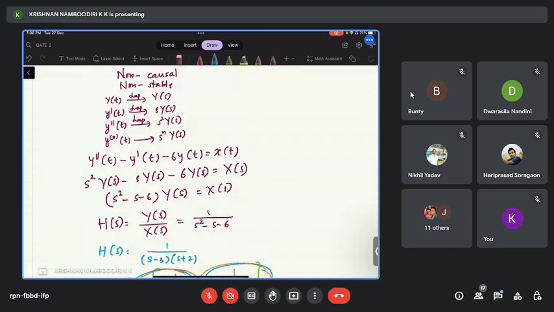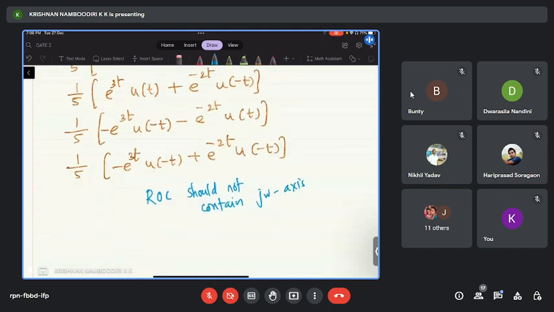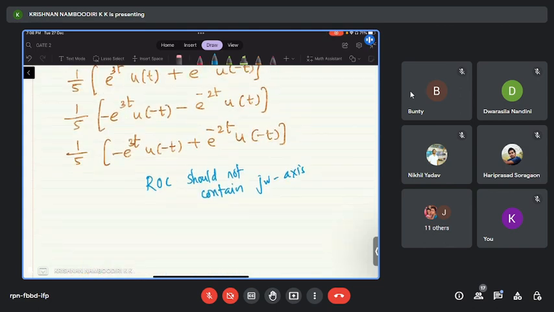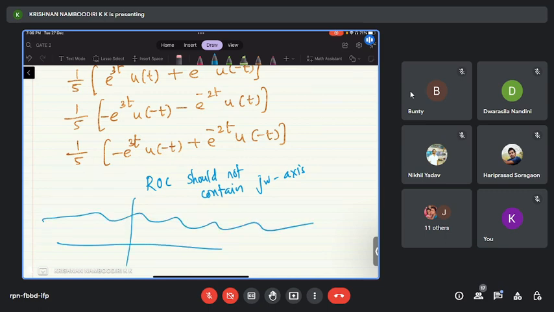Non-causal means it need not be left-sided or right-sided. It can take values from minus infinity to plus infinity, neither left-sided nor right-sided. That is also possible. So the ROC should not contain the j omega axis because the system is non-stable.